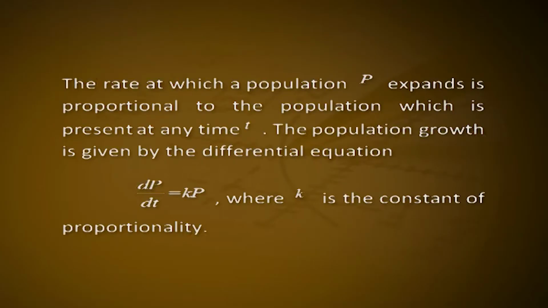Example 3. The rate at which a population P expands is proportional to the population which is present at any time t. The population growth is given by the differential equation dP by dt is equal to k into P, where k is the constant of proportionality.